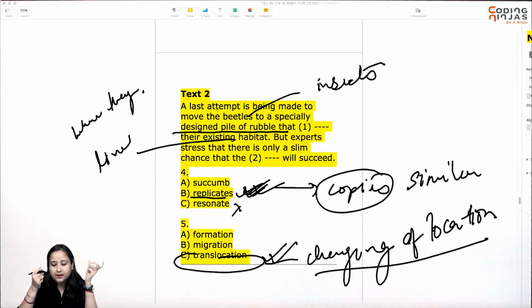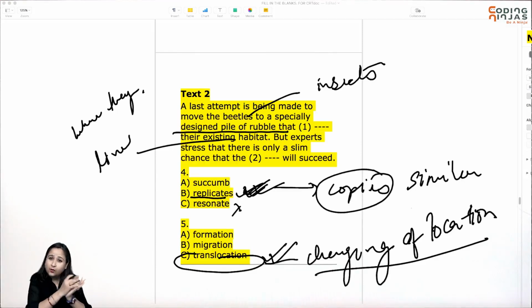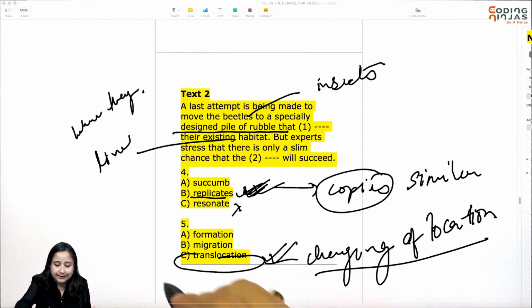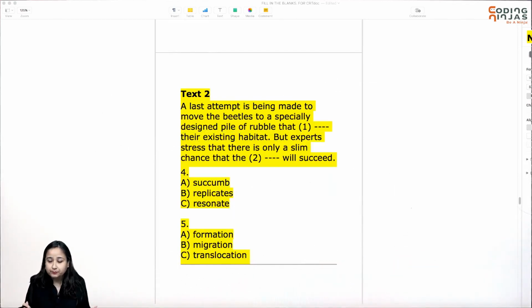Okay, so the word is translocation. Migration is permanent when you are yourself shifting. Here we are not talking about migratory birds and all. Their location is being changed forcibly. So translocation, removal of the location. So translocation is better than migration. Formation is incorrect here, not part of the thing. So translocation is the right one. Okay, let's quickly do a couple more questions.